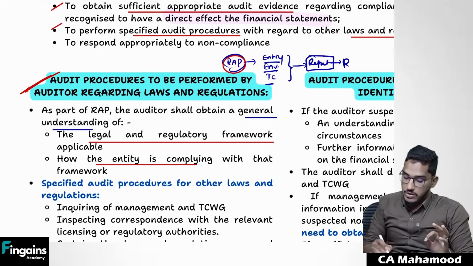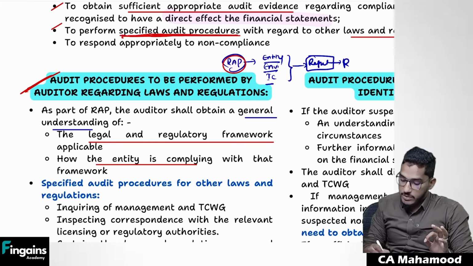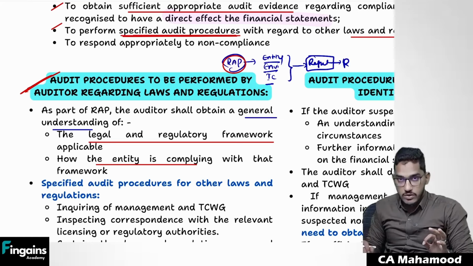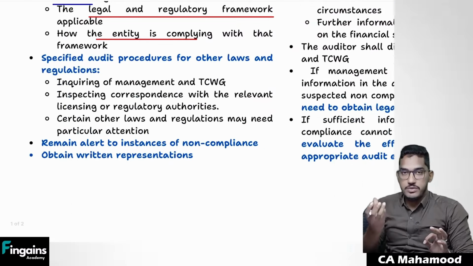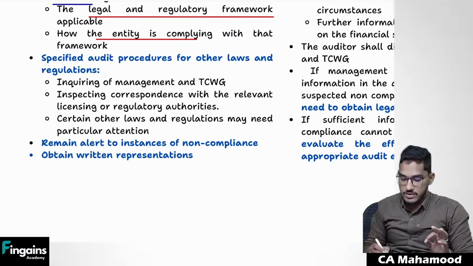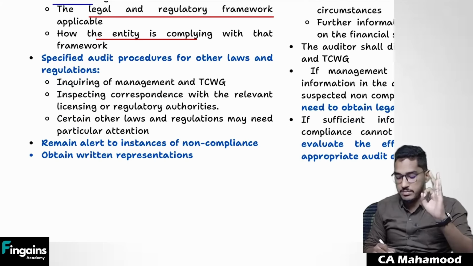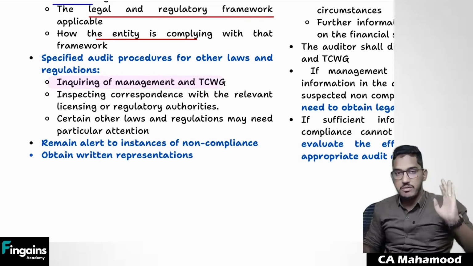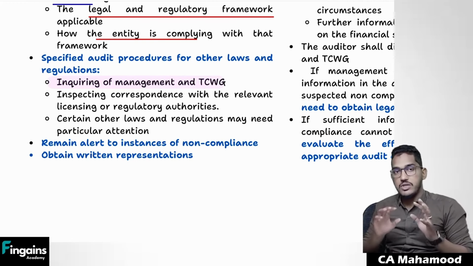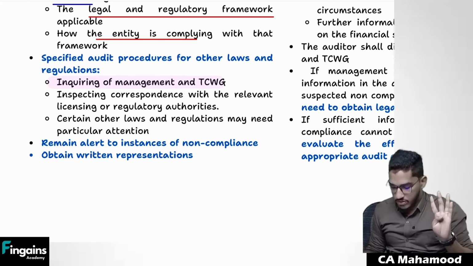And if you remember, in the objectives we have seen, when it comes to type 2 laws and regulations, you need to perform specified audit procedures. No, sir, what are those specified audit procedures? Here they are telling what limited audit procedures we have to perform regarding other laws and regulations. Very simple, 3 simple steps. First, inquire with the management and those charged with governance: Sir, did you comply with all the other laws and regulations or not?